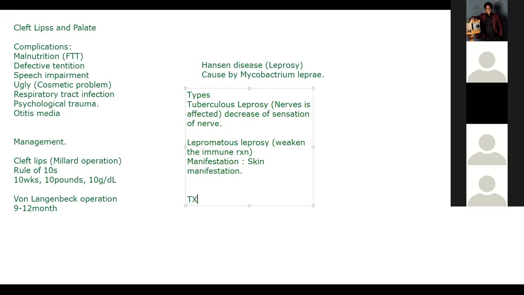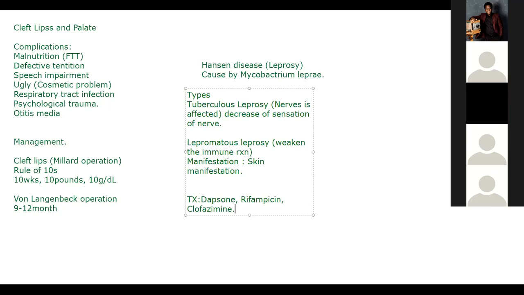What is the treatment called? Dapsone, yes, some doctors are saying it. Rifampicin, yes, you're correct, doctor. And what again? Clofazimine, yes. So this is the triple therapy we use in the management of leprosy. You understand, doctors? Please take notes. These are very important, stuff you shouldn't forget.